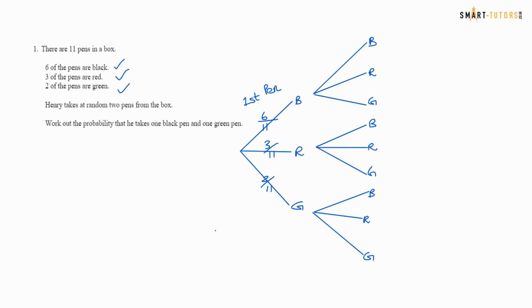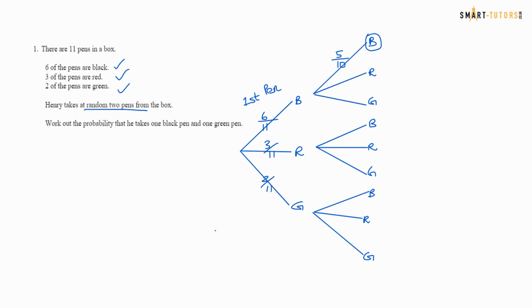So now here the problem comes actually. If they say random 2 pens, it means the first pen is not put back into the box again. They are taking a pen and not putting it back, and then taking the second pen. So it's a conditional probability without replacement, right? That means if they are taking a black pen the second time, 1 black has already been taken from the box. So 6 take away 1 is 5, 11 take away 1 is 10. So out of 10, 5 chances to get black pens.